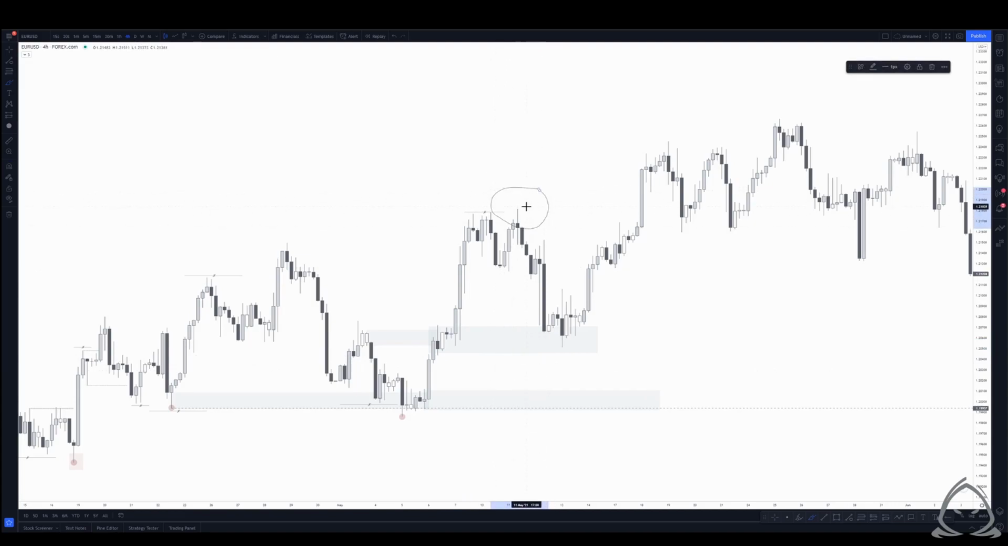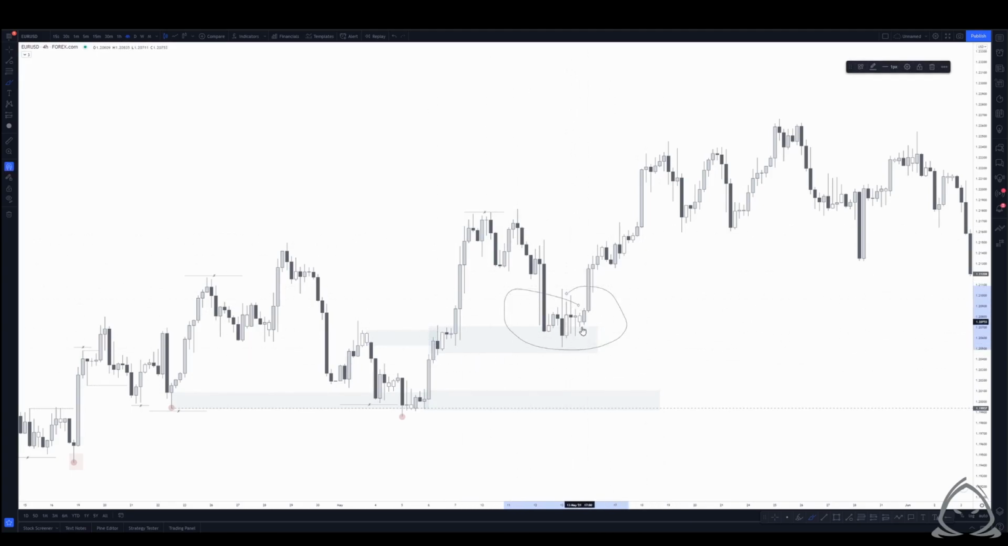And what we can say is if this high was to actually be created as protected, we would expect this low to fail. Therefore, this demand zone would not even be respected in the slightest, or we'd get a very small reaction and then price would continue to move to the downside. But as we can see, that doesn't happen.